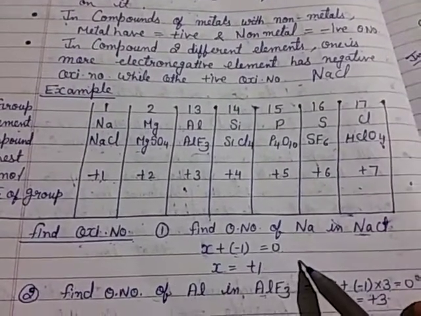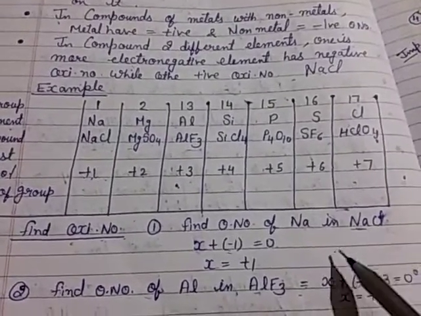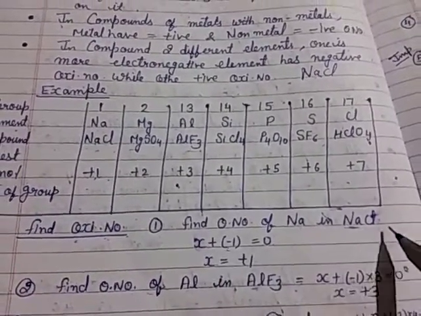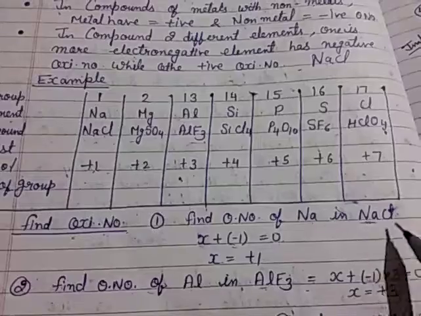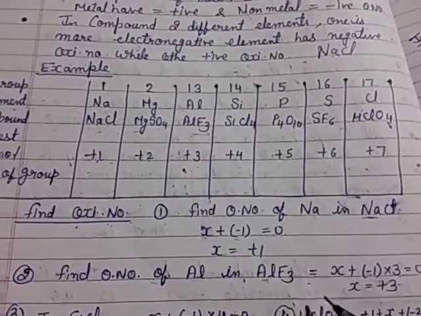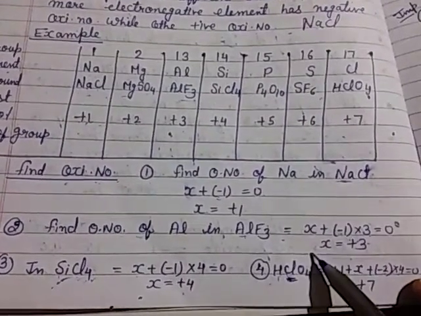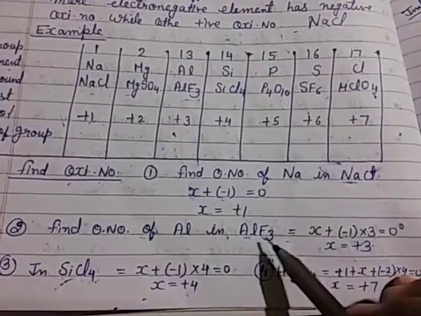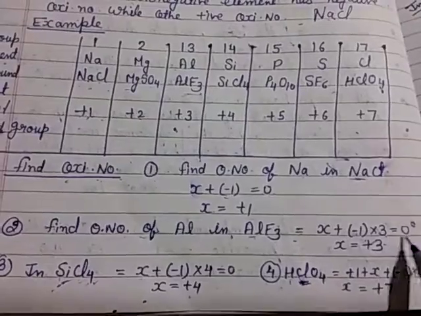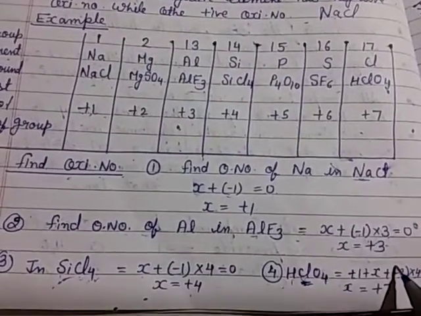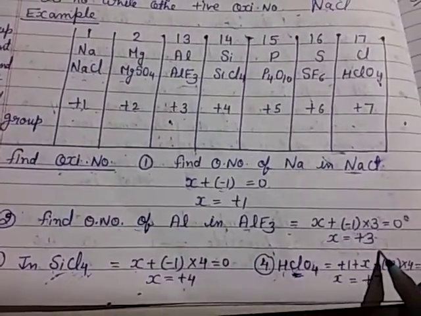Now let's find oxidation numbers. First, Na in NaCl: X plus chlorine charge -1 is equal to 0, so X is equal to +1. So Na oxidation number is +1. Then find the oxidation number of aluminium in AlF3: Al is X, fluorine charge is -1, and there are 3 fluorines, so multiplying by 3 and equating to 0, -3 going to the right side gives +3. So X is +3, and aluminium oxidation number is +3.